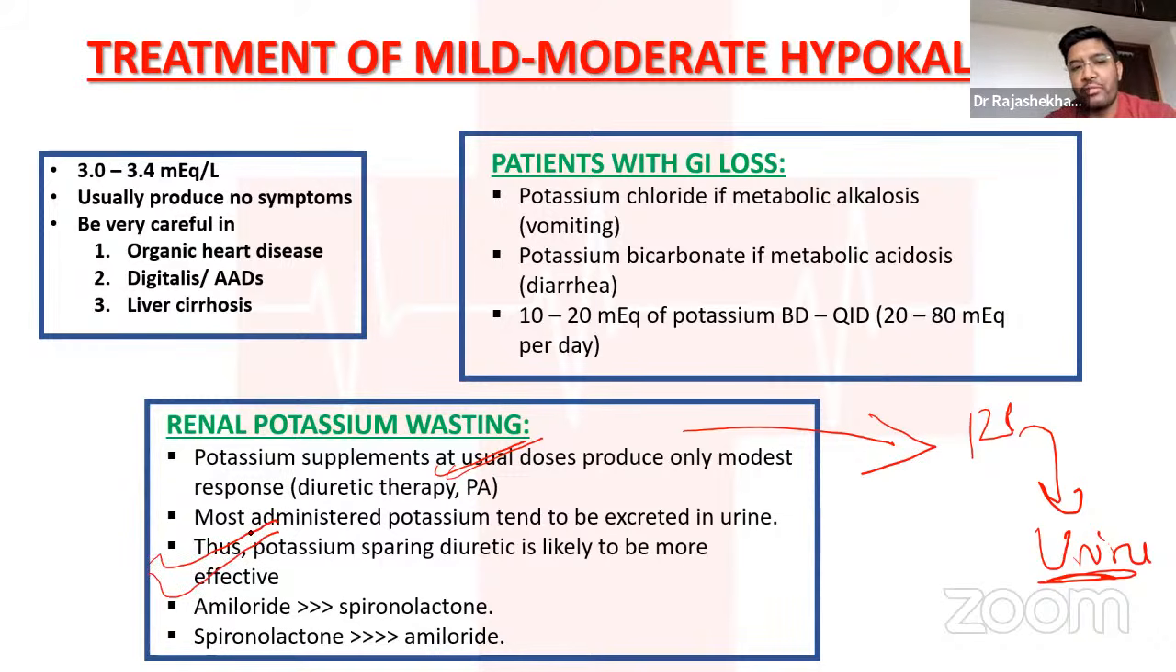So these tend to be more effective in case of renal potassium wasting. In hyperaldosteronism, in case of diuretic therapy, in case of Gitelman, in case of Bartter's, the potassium usually cannot be controlled just by giving potassium supplementation. Here, if the patient is having hyperaldosteronism, then you can choose spironolactone.